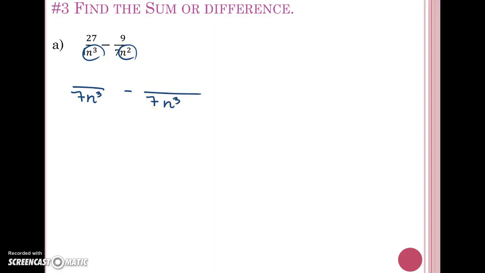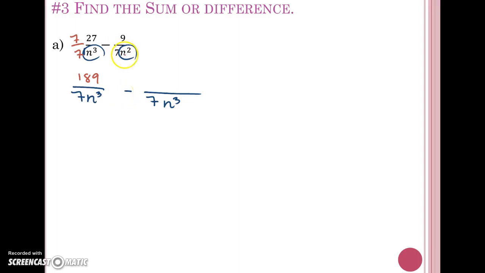Only thing is, you can't just change the denominator and then think that it's okay. There are some steps. So for this one, you started off with n cubed, but then you became 7n cubed. What did you do? Well, you had to multiply the denominator by 7. Now, whatever you do to the denominator, you also need to do to the numerator. So now you're going to have to multiply 7 times 27. So using a calculator, I have 189.